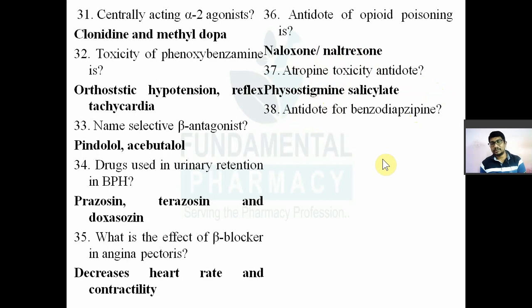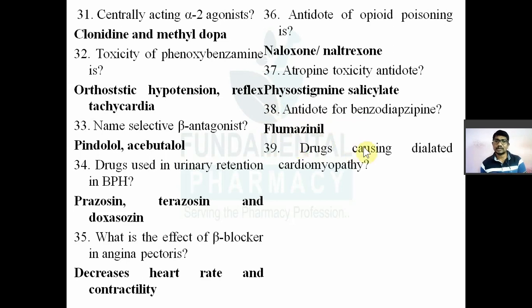Antidote for benzodiazepine, questions on this have also come many times. You should know, flumazenil is the antidote for benzodiazepine. So flumazenil is known as a benzodiazepine receptor antagonist. Remember. Question number 39. Drug causing dilated cardiomyopathy.